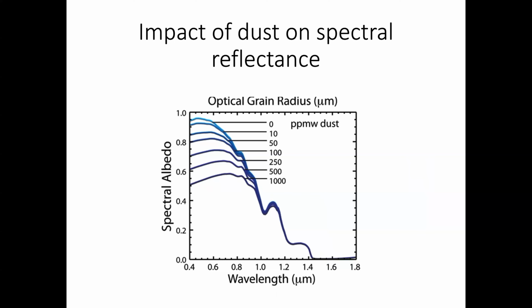Here's a similar graph to what we were looking at before, showing the reflectance or spectral albedo on the y-axis and wavelength on the x-axis. Here, ppmw stands for parts per million by weight. The more dust there is, ranging from 0 to 1,000 parts per million here, the darker the snow becomes in the visible wavelengths, as well as some of those shorter near infrared wavelengths.